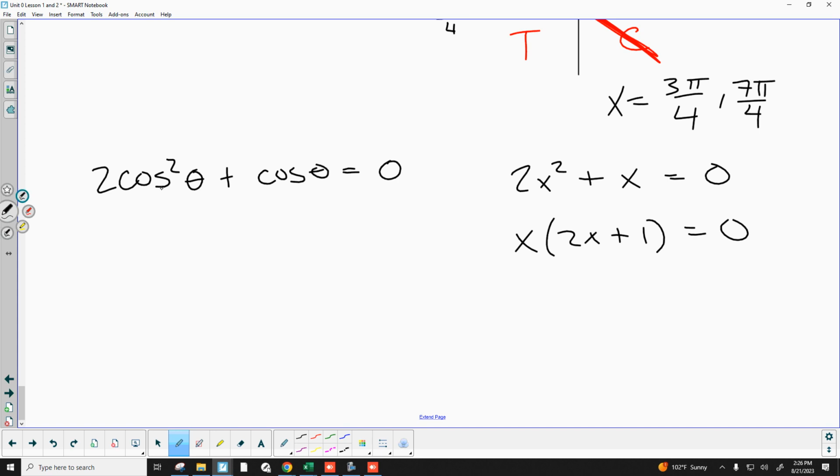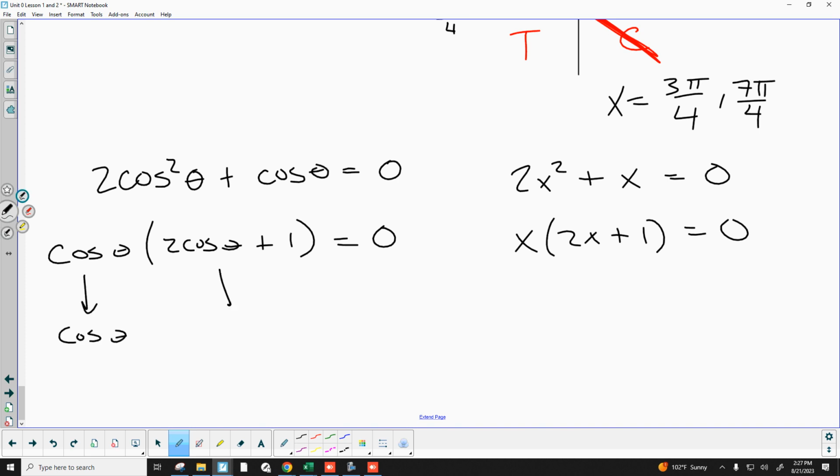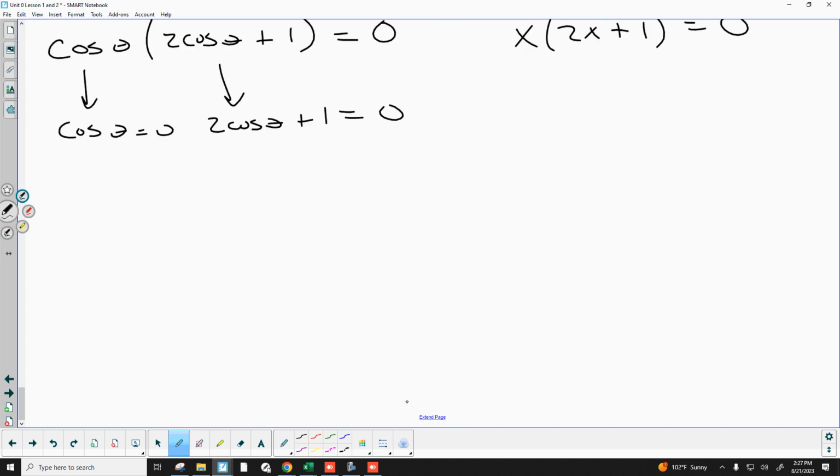A lot of you might think, oh, divide by cosine or something, get rid of a cosine. No, factor out a cosine. When we have a product set equal to 0, all we need is one piece of the product to equal 0, and the entire thing will equal 0. What we get are two equations that we have to set up and solve set equal to 0. We have cosine theta equal to 0. We solve that. We have 2 cosine theta plus 1 equal to 0. We solve that.